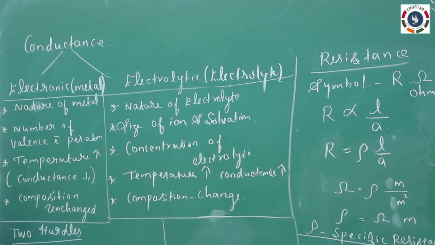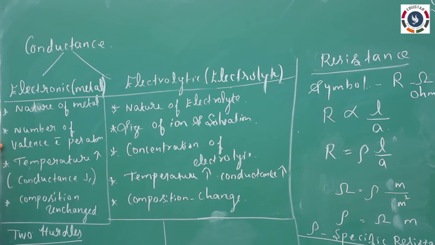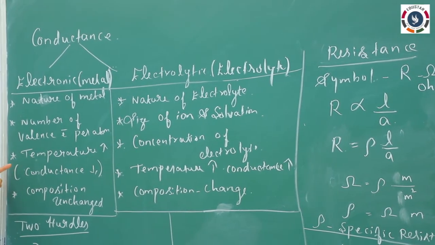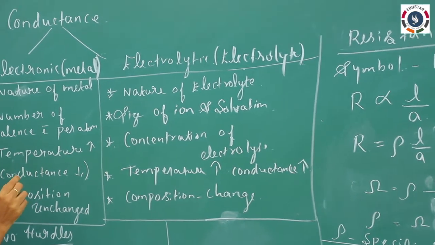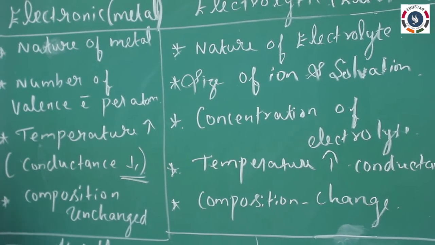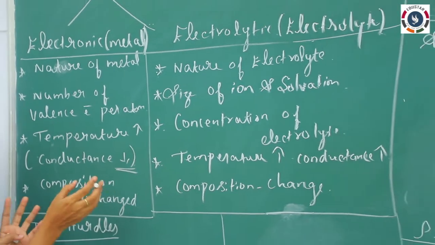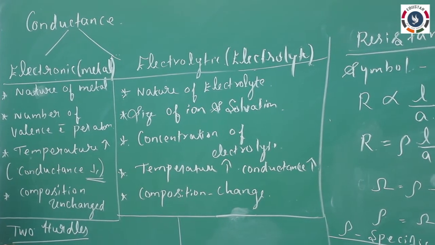Electronic conductance depends on the nature of the metal and the number of valence electrons present in the atom. It also depends on temperature: if the temperature increases, the conductance decreases. The conductance doesn't change the composition of the substance. It is the main property of electronic conductance.